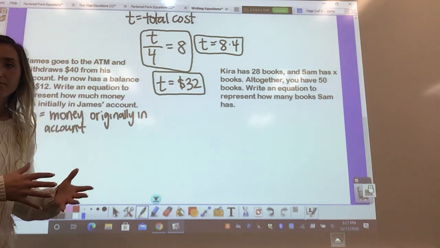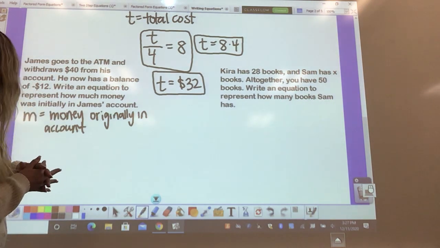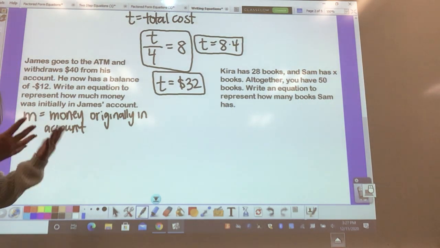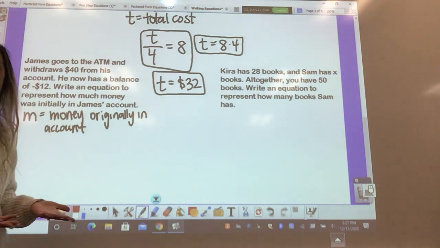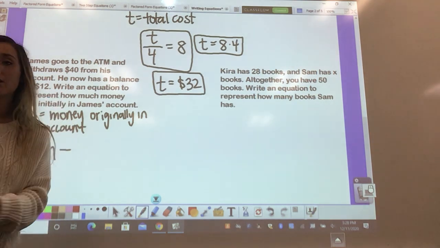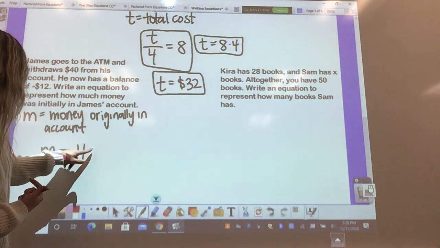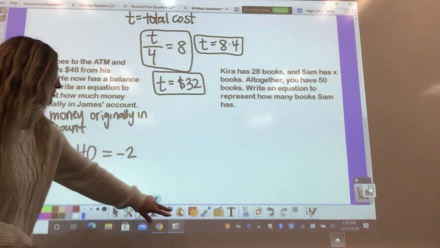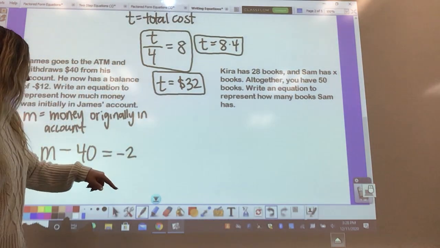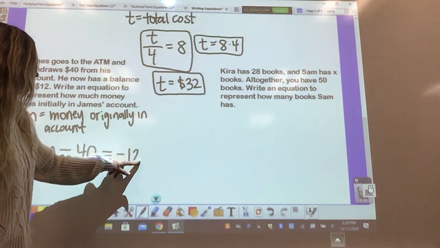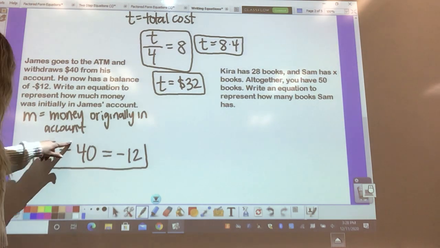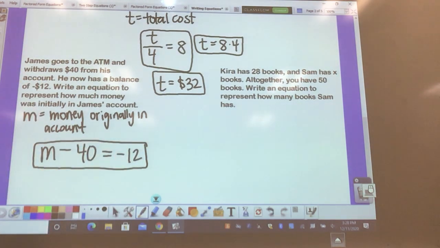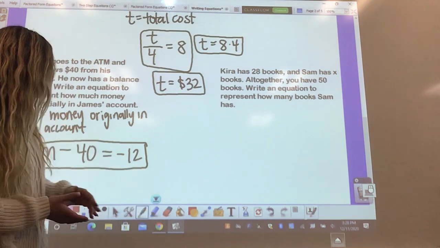So read and reread the problem. There's originally some amount of money in this account. He withdraws $40. He takes $40 out, so he subtracts 40 away from it, and he now has a balance of -12. So that's one possible equation.